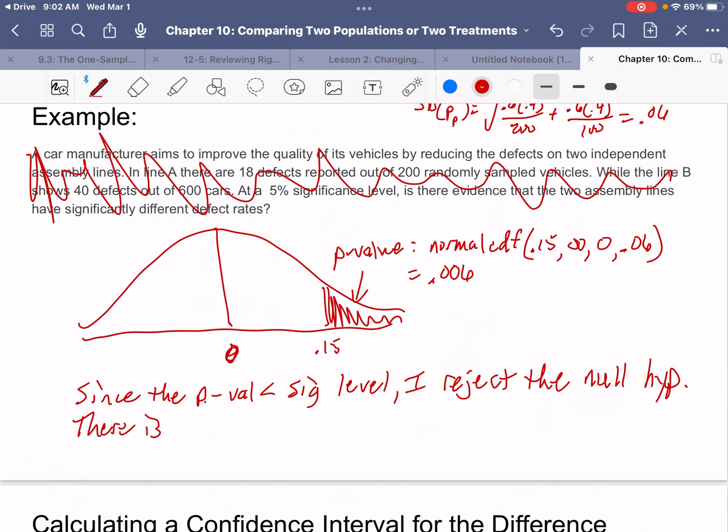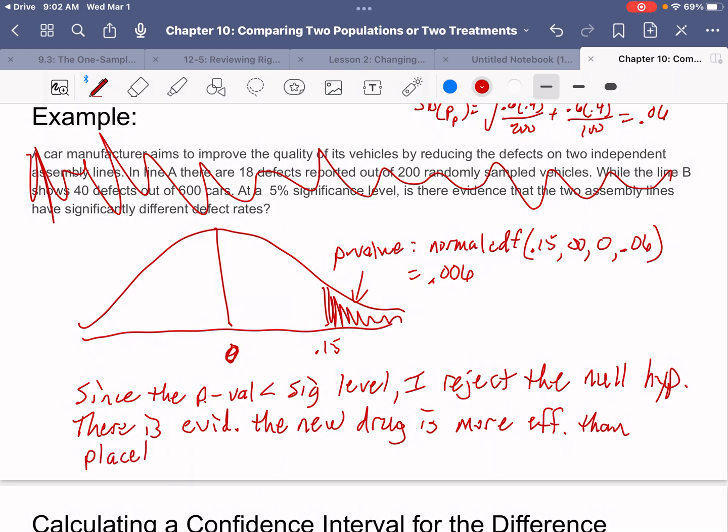There is evidence the new drug is more effective than the placebo. So I guess we better get that new drug out there.